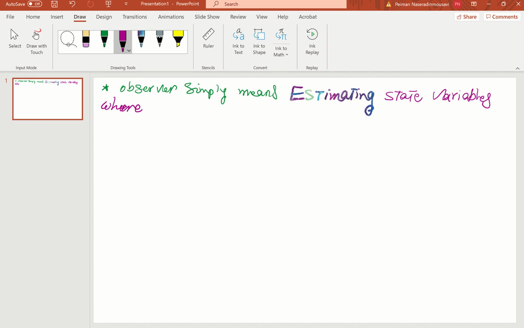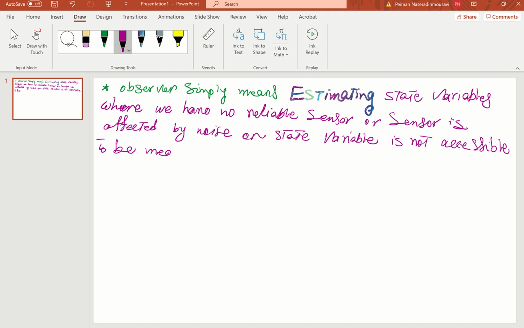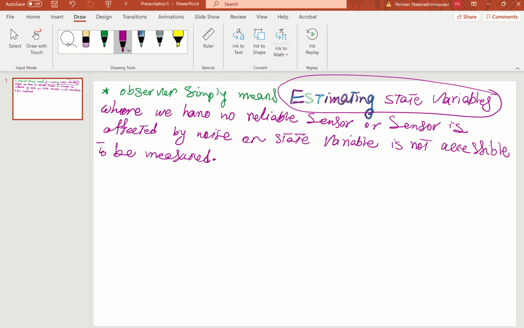For example, we have no reliable sensor to measure it, or the sensor is affected by noise, or the state variable is not accessible to be measured. So we are estimating state variables. When I say observer, it means that we are estimating state variables.